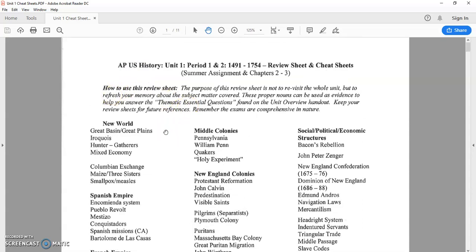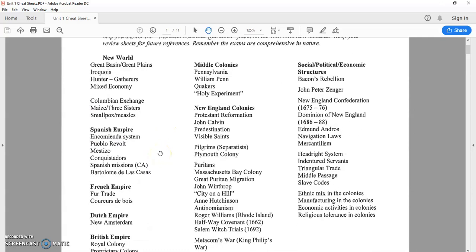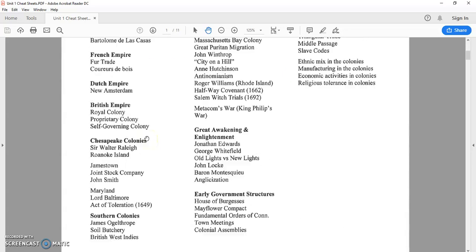Let's read. The purpose of this review sheet is not to revisit the whole unit, but to refresh your memory about the subject matter covered. The proper nouns can be used, and here's the key, as evidence to help you answer the thematic essential questions found in the unit overview handout. So wait a second, Abajian, you're telling me I need to know what they are? Yeah, bottom line, like I've asked you, what is a visible saint? You need to be able to tell me what it is. But more importantly, you need to be able to apply it and connect it to overarching themes so you can see how it all fits together. I've tried to help a little by organizing some of the vocab terms you'll need to know.